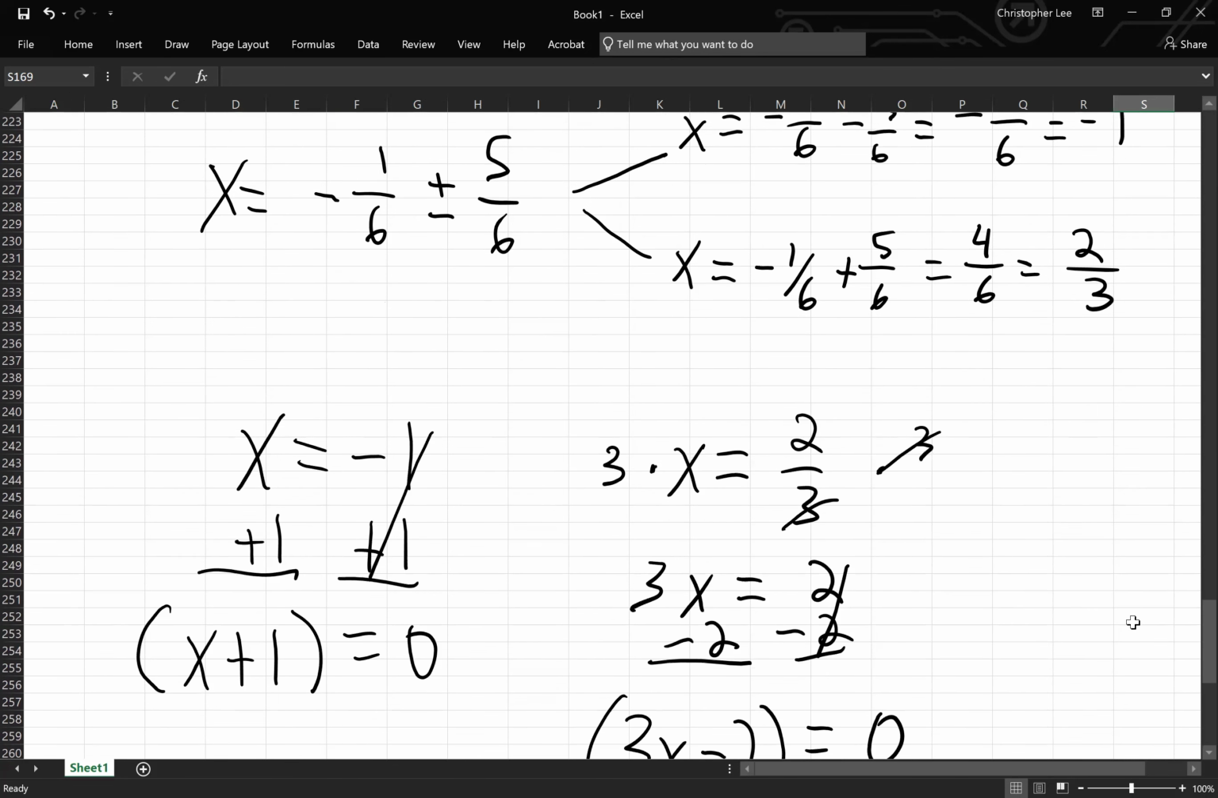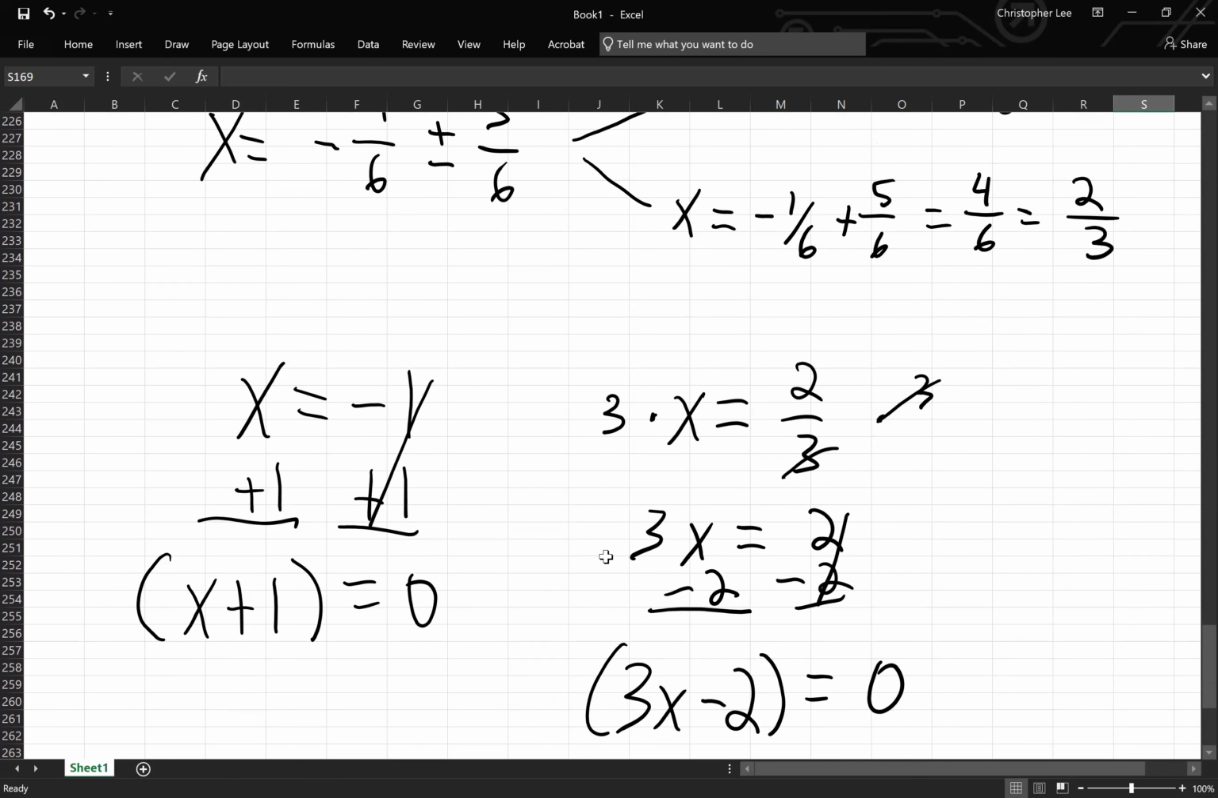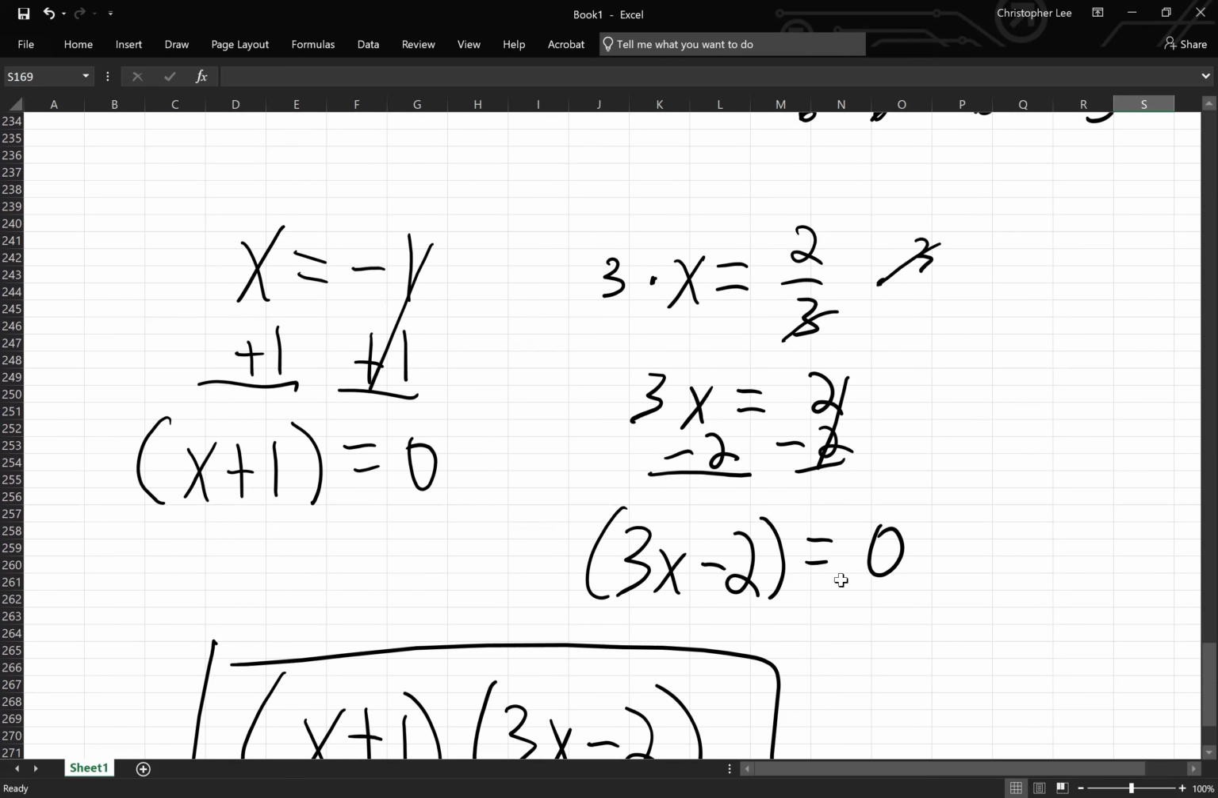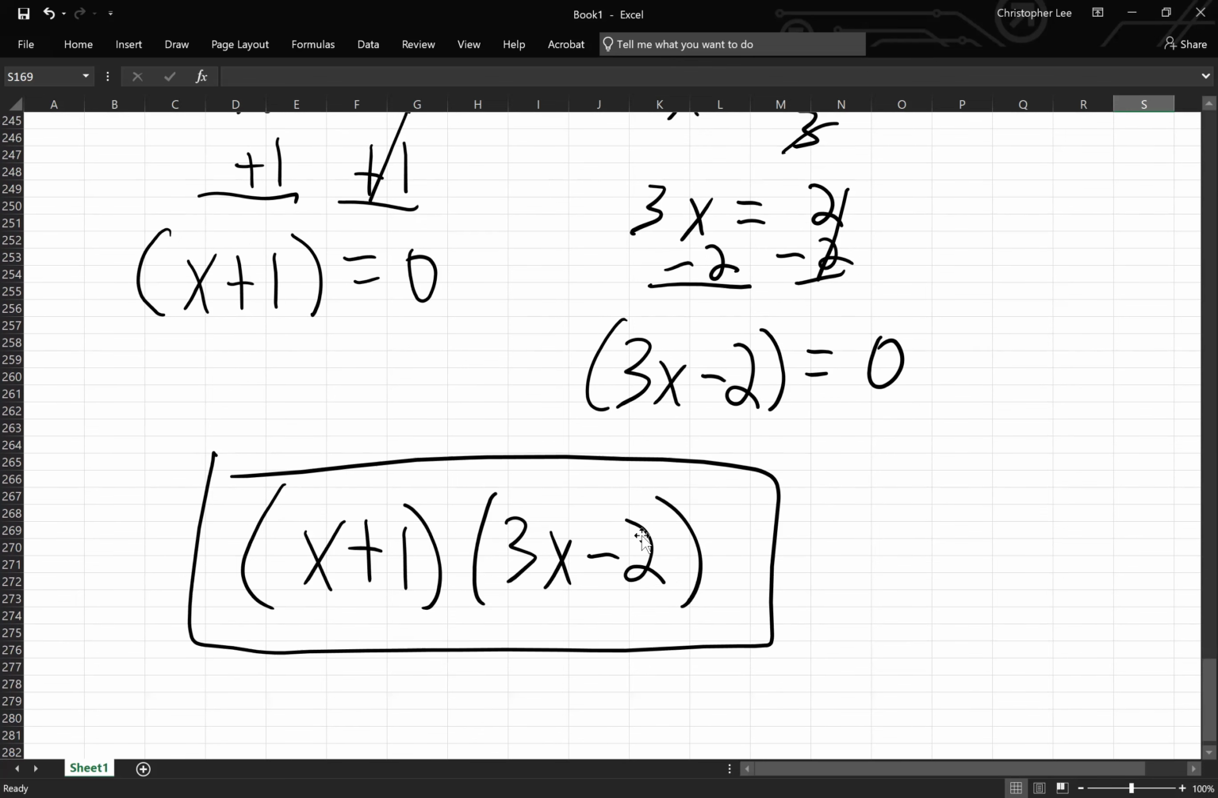So how do you change those into the factors? When I have x equals negative 1, I just added 1 to both sides and I got x plus 1 equals 0. When I got x equals 2/3, I multiplied by 3 to get rid of the denominator. So I had 3x equals 2. Subtract 2 from both sides. So now I have 3x minus 2 equals 0 and x plus 1 equals 0. Forget the equals 0 part. This is the factor.